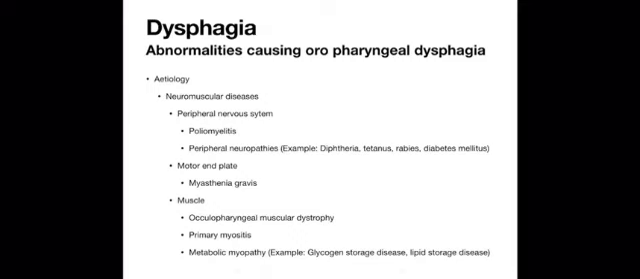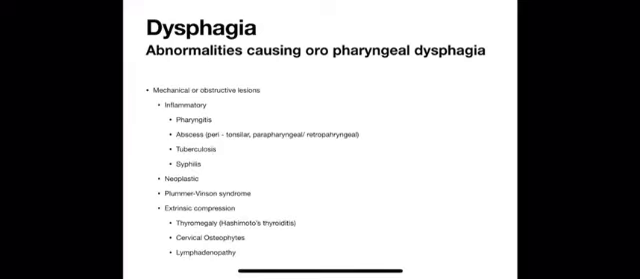Neuromuscular diseases of the peripheral nervous system, such as poliomyelitis, peripheral neuropathies, which might be due to diphtheria, tetanus, rabies, or diabetes mellitus. Motor end plate disorders such as myasthenia gravis, muscular disorders such as oculopharyngeal muscular dystrophy, primary myositis, metabolic myopathy, which includes glycogen storage diseases and lipid storage diseases.